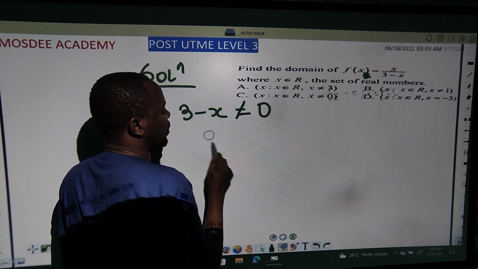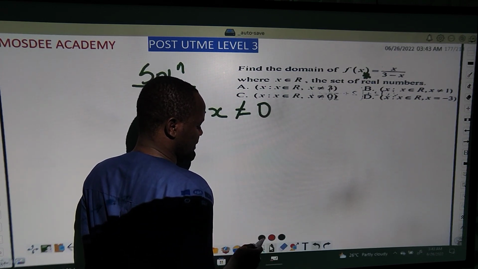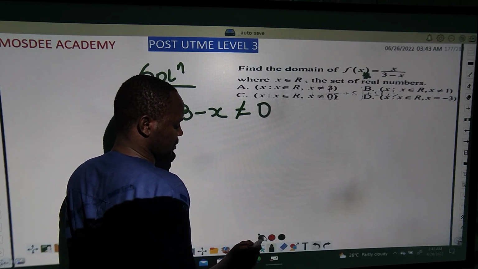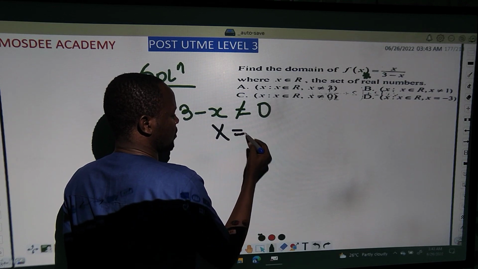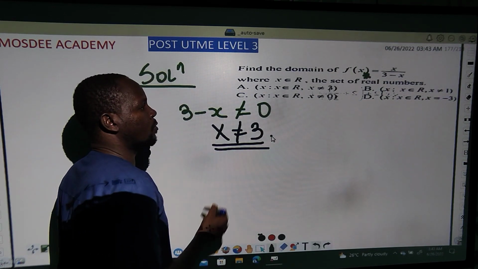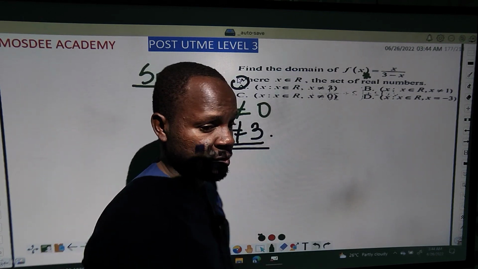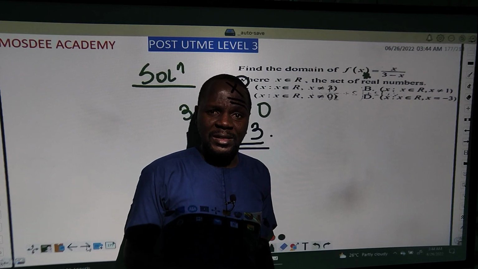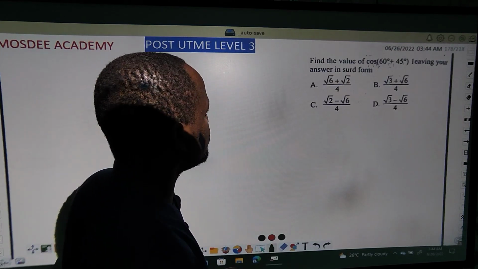So if we are going with that, basically we are saying the right answer to our question is nothing but option A, because here we say x is not equal to 3 is the domain of this function. Please be careful about this, because these are UTME questions and you can always see them anytime, any day. The next one, please. Thank you very much.